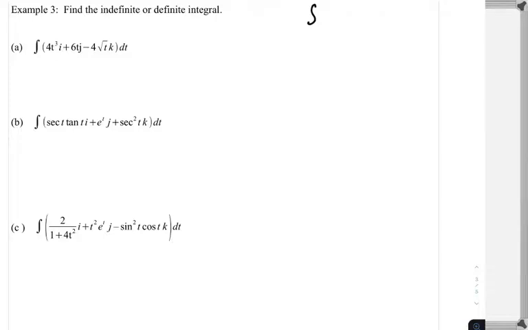Okay. So we're going to find the indefinite or definite integral. So we're going to look at the integral of 4t cubed i plus 6t j minus 4 square root of t k. Recall the power rule for integration. The integral of x to the n is going to be x to the n plus 1 over n plus 1 plus a constant of integration, provided that n is not minus 1.